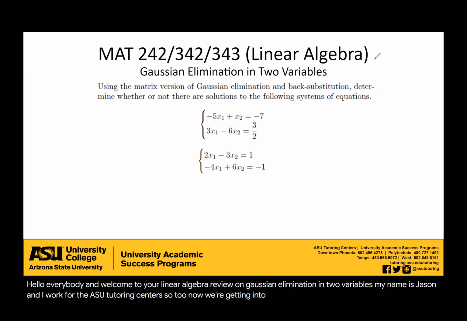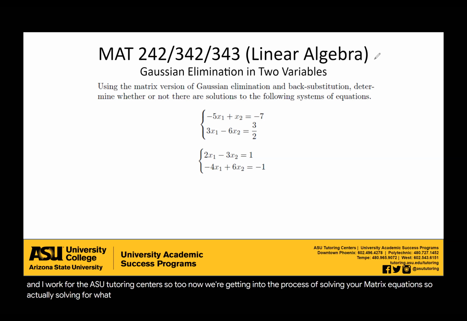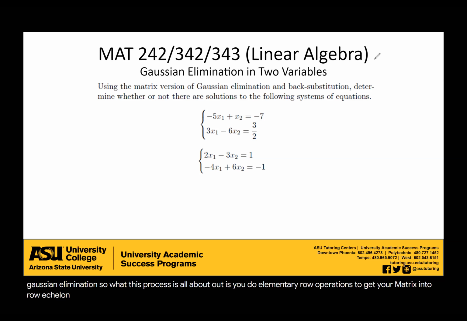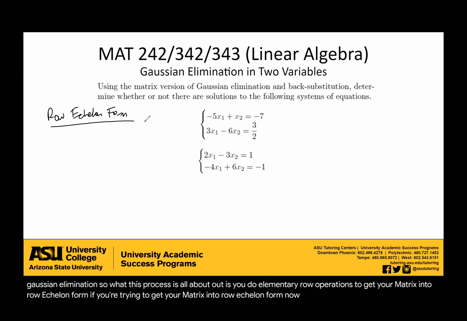Now we're getting into the process of solving your matrix equations. So actually solving for what the variables x and y, or x1 and x2, look like. One process for doing this is called Gaussian elimination. This process is all about doing elementary row operations to get your matrix into row echelon form. Now, what is row echelon form?